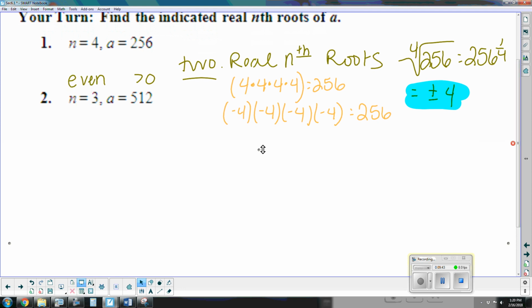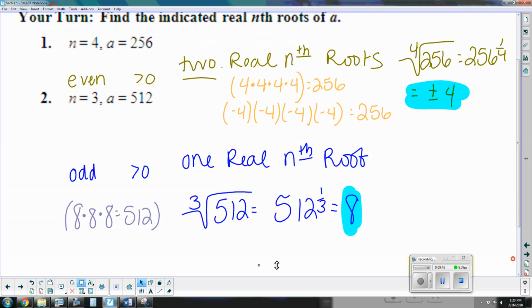And then in our second example, our a is positive, it's greater than 0, and our n is odd. So we're taking the cube root of 512, or 512 to the 1/3 power. We could only have a solution of positive 8. Negative 8 times negative 8 times negative 8 will give us negative 512, and we're looking for the cube root of positive 512.